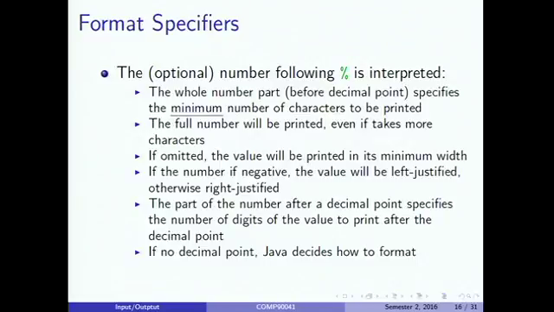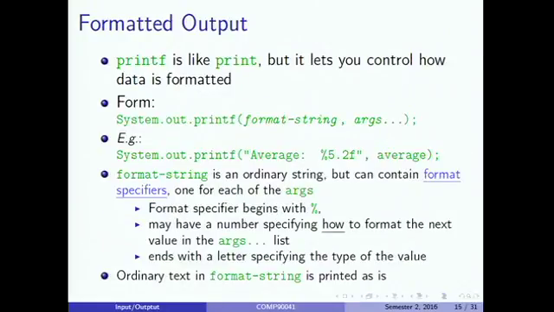And then the part after the decimal point doesn't apply to every type, but for a floating point number type, what it tells you is how many digits you're going to have after the decimal point. So 5.2F says we've got a space of 5, and there's 2 digits after the decimal point.